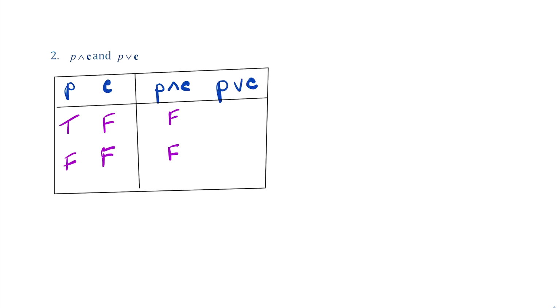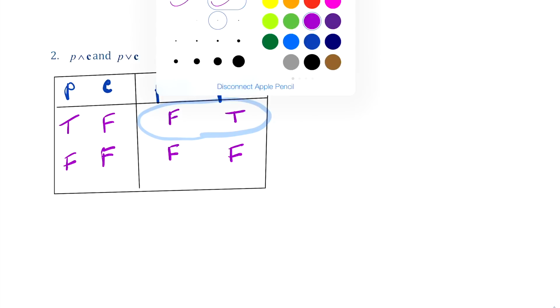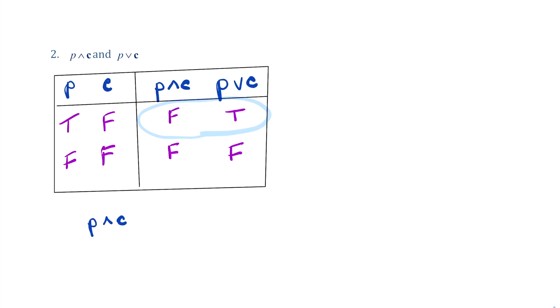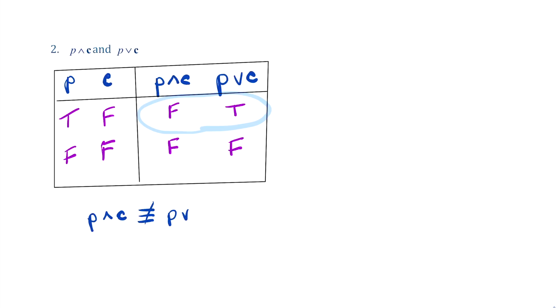But the disjunction of P and C, right, is true if one of them is true. So what do you think? Do you see that here you've got different truth values on the first row in comparison? So therefore we can say what? That the conjunction of P and C is not logically equivalent, right, to the disjunction of P and C. All right?